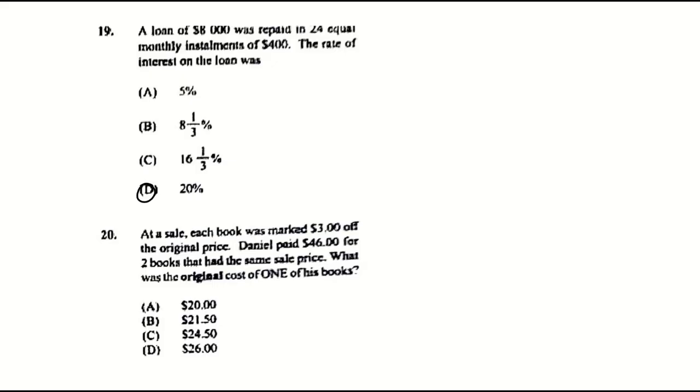Alright, so if you guys recall the working that we did before, I don't have to do it over, right? This is our next repeated question. They said at a sale, each book was marked at $3 off the original price. Daniel paid $46 for 2 books that had the same sale price. What was the original cost of 1 book?